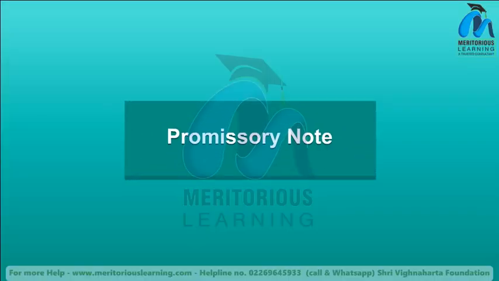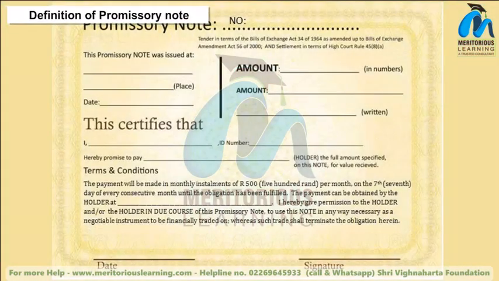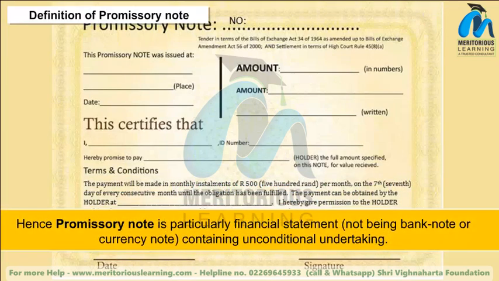Promissory note. Definition of promissory note. A promissory note is a legal instrument in writing in which one party, that is the maker or issuer, promises to pay a certain amount of money to the other party, that is the payee, on a specified date under specific conditions. Hence, a promissory note is particularly a financial statement, not being a bank note.